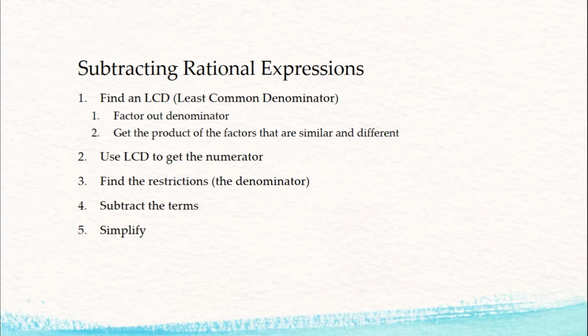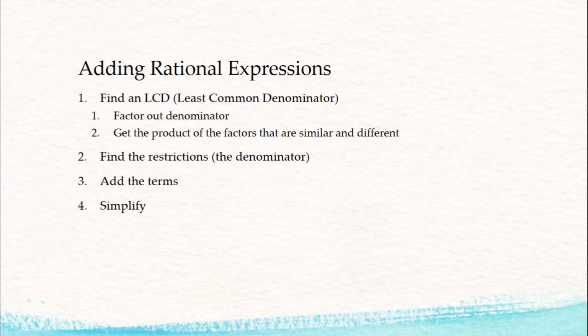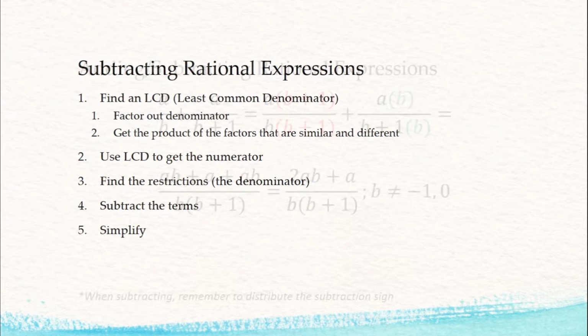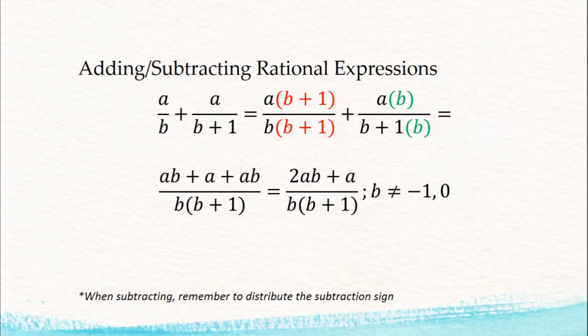For subtracting, you're going to use the LCD to get the actual numerator. That's something that adding needs to do too. As we have here, a over b plus a over b plus 1. You have a times b plus 1 over b times b plus 1, plus a times b over b plus 1 times b. This is utilizing the actual LCD. And when you're subtracting, you want to remember to distribute the subtraction sign.